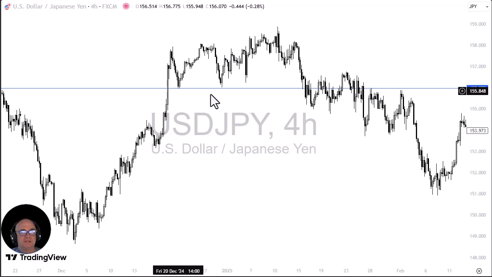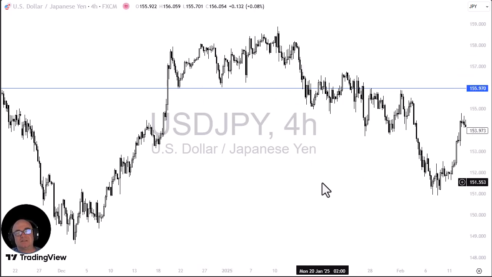But you'll see, and this is a typical setup. This is a 4-hour chart in dollar yen, and you can see that right around the 156 yen level, we had found support multiple times. Now, the entry itself isn't so important. That's not really what I'm getting at here.